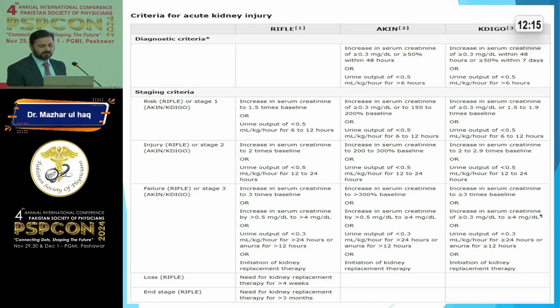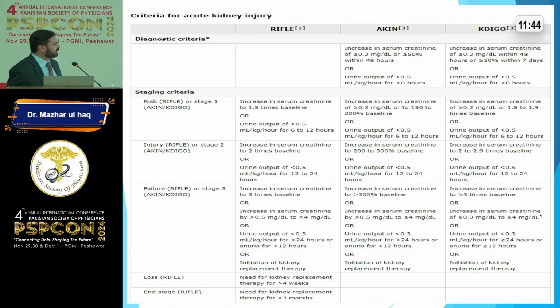And then you will have to categorize it into stages as well, because the more advanced the stage, the more the complications. So in stage 1, there is an increase of serum creatinine of more than 0.3 milligram per deciliter, or 1.5 to 1.9 times baseline, or urine output of less than 0.5 ml per kg per hour for 6 to 12 hours. So this is stage 1.